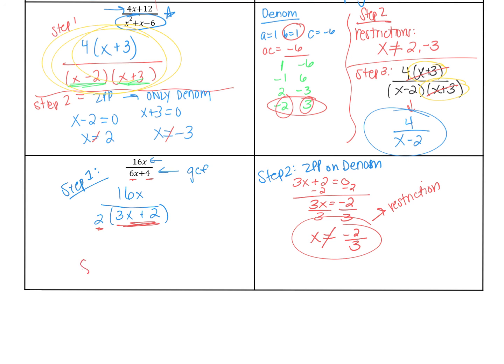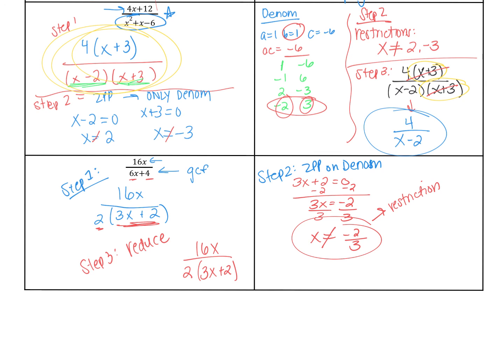Step 3 is to reduce. But what you can realize here is that there is nothing the same on top that there is on bottom. So we are just going to keep it as 16x all over 2 times 3x plus 2. We're going to leave it like that. We're going to work more on reducing things later on. So you could just leave that one like that there.